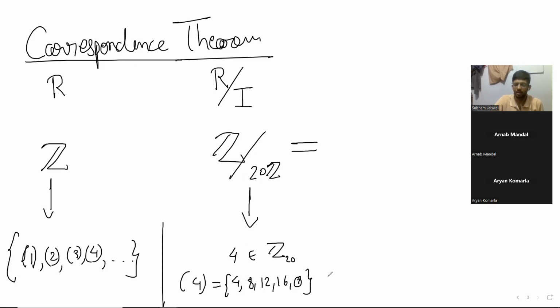Ideal. Right. Now, what happens if you take the ideal generated by 8? Let's see. 8, 16, then you have 24, which is 4. And then again 8, 12, 0. You get the same thing. The ideal generated by 4 and the ideal generated by 8 are the same, right? So these two are the same.